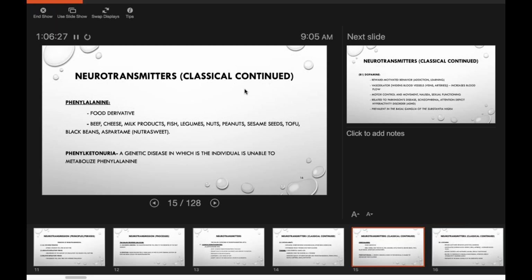Has anybody ever worked with somebody with PKU or phenylketonuria? Okay, it's rare. I do get people here and there. PKU, we don't see as much, especially now.